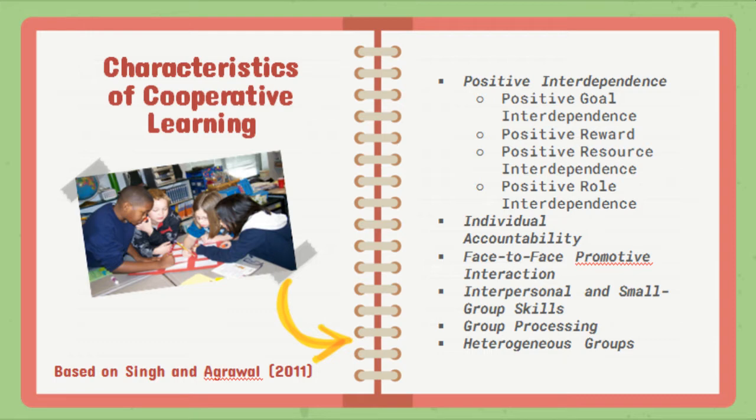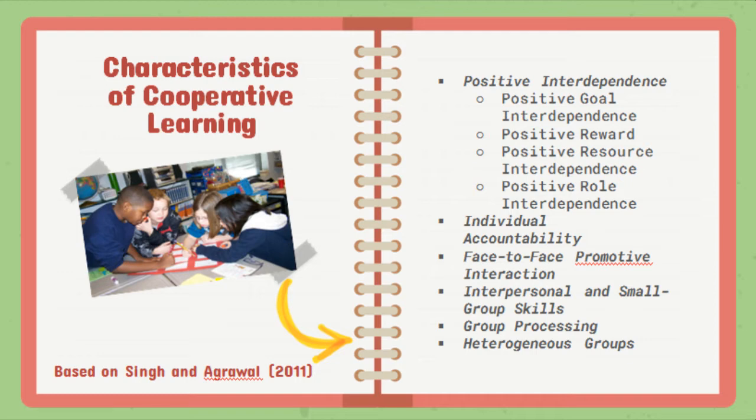So the next characteristic of cooperative learning is individual accountability. According to Singh and Agarwal in 2011, individual accountability is when the assessed result will be given back to individuals and groups, and students are responsible for the group to make a fair contribution to the success of the group.